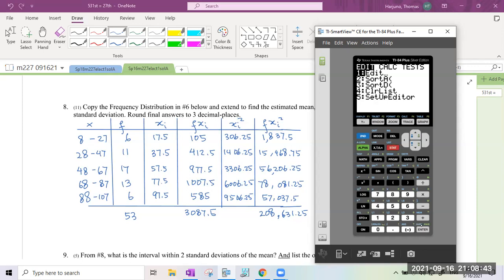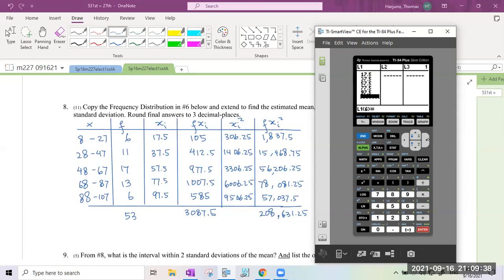And I will go back, stat, edit. You see it's clean already, right? Now my list 1, my L1, I will enter the input from xi. So that's 17.5, enter. And then 37.5, enter. 57.5, enter. 77.5, enter. 97.5, enter. Are you following me? Okay, everybody? Yes. Okay, now let's go on.